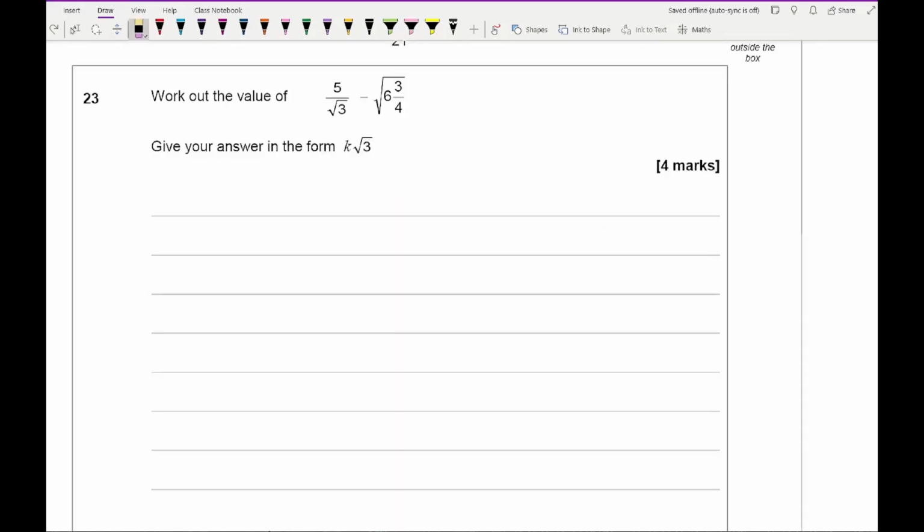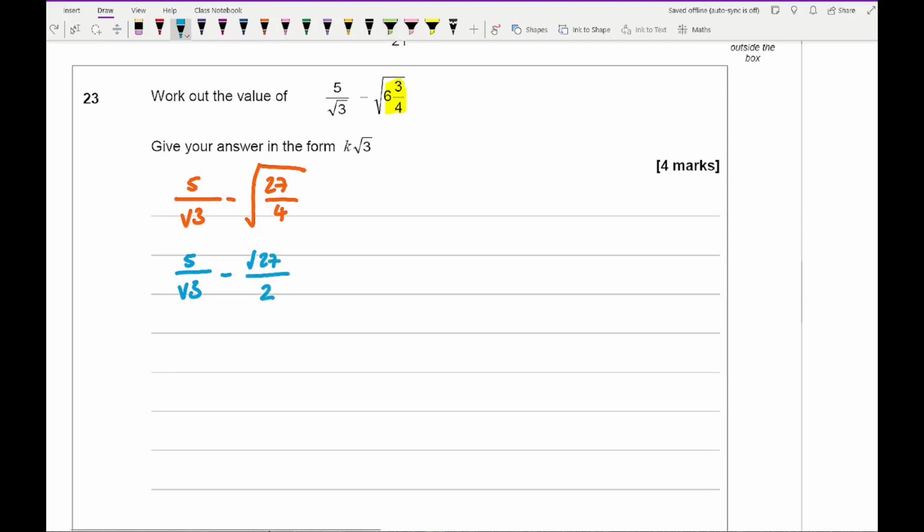Now moving on to question 23, it says work out the value of 5 over root 3 minus the root of 6 3/4. Give your answer in the form of k root 3. So for this, what we need to do first is write 6 3/4 as an improper fraction. So here we've got 5 over root 3 minus, and that's going to be 27 over 4, and that's all square rooted. Now from this, I notice that 4 is a square number, so I can rewrite this as 5 over root 3 minus root 27 over 2.